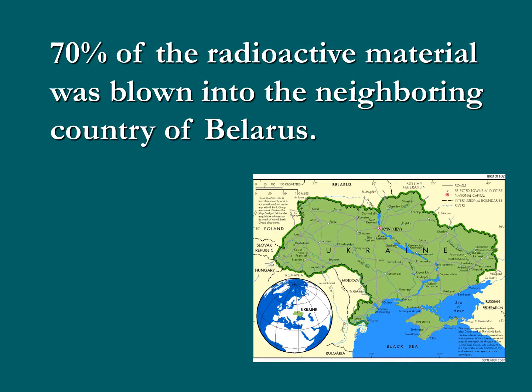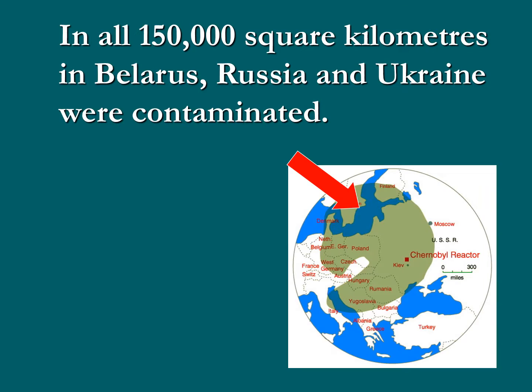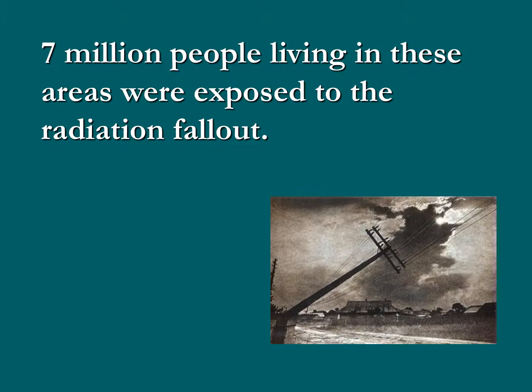70% of the radioactive material was blown into the neighboring country of Belarus. In all 150 square kilometers in Belarus, Russia, and Ukraine were contaminated. So this is another thematic map that shows you how much of the area was contaminated with radioactive fallout. So that you can see a very good chunk of the European area was contaminated with radioactive fallout. 70 million people living in these areas were exposed to radioactive fallout.